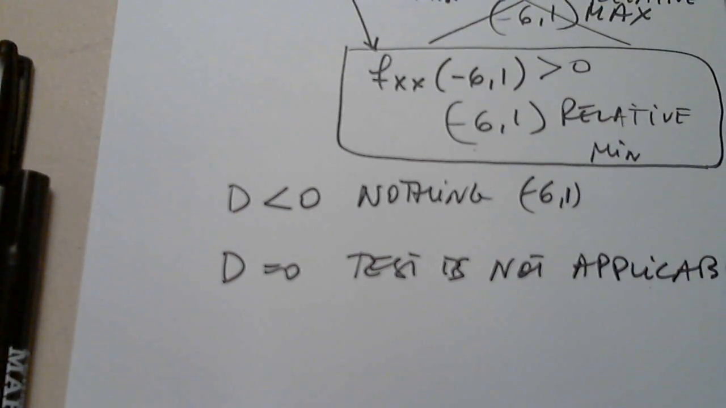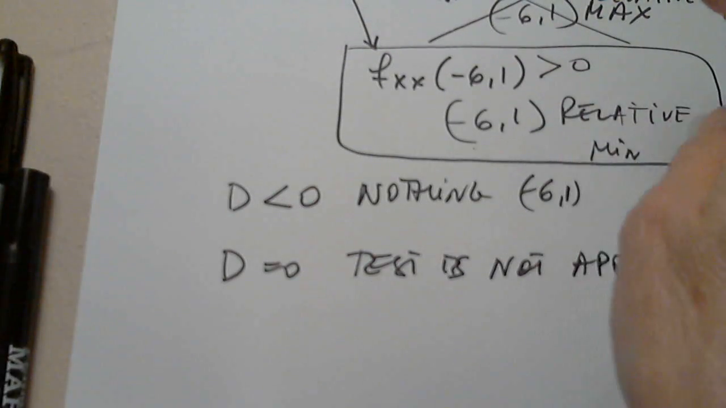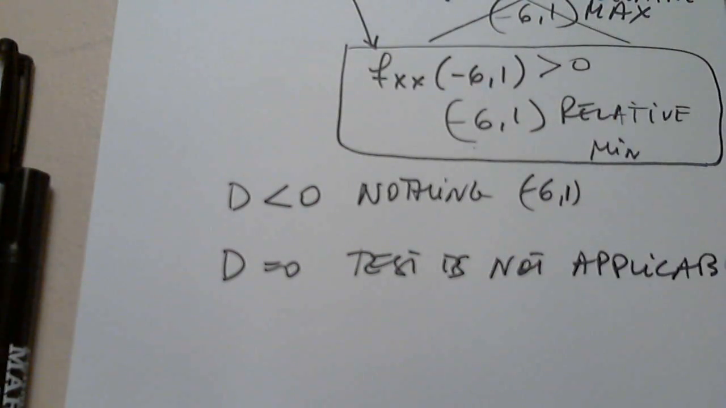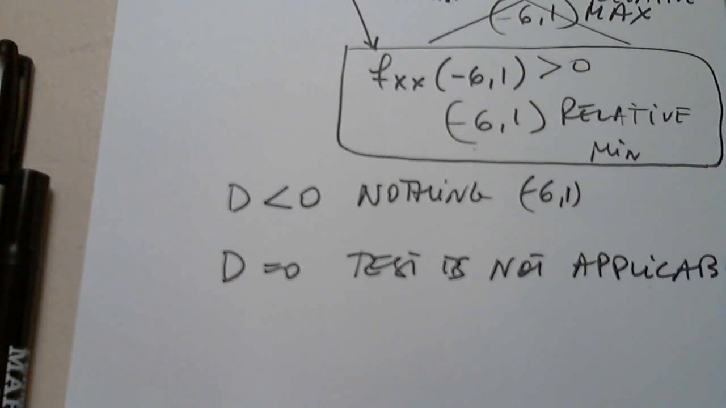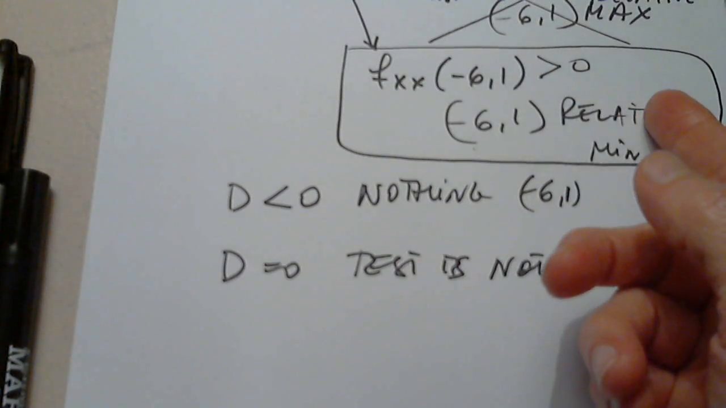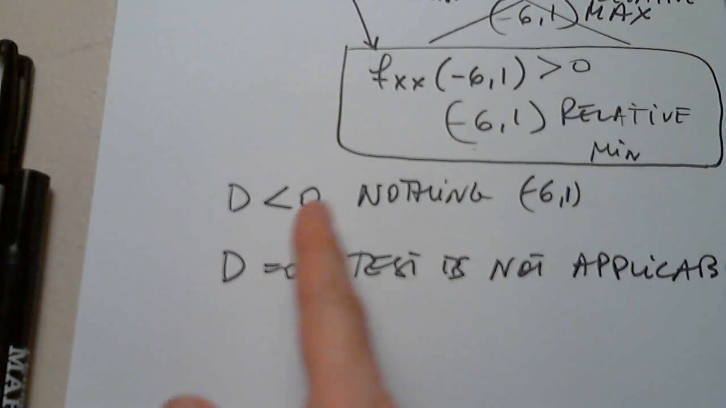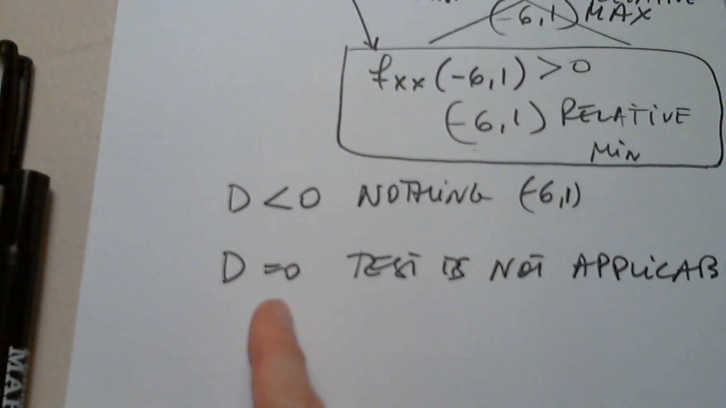So the d-test has three options. If d is positive, then the critical point we have is either relative max or relative min. Because d can be any real number, if it's positive, then I look at fxx, and then I know. If it's negative, this point is neither a max nor a min. If d is 0, the test is not applicable.